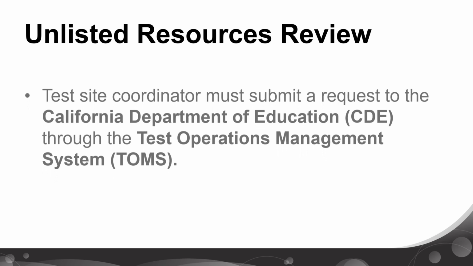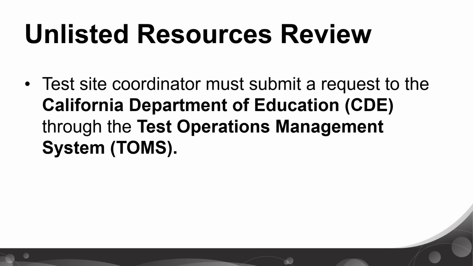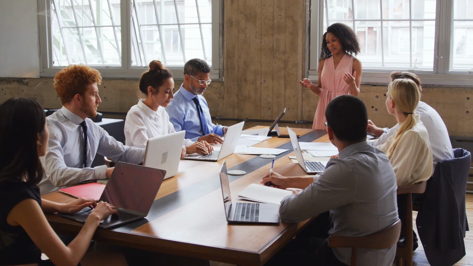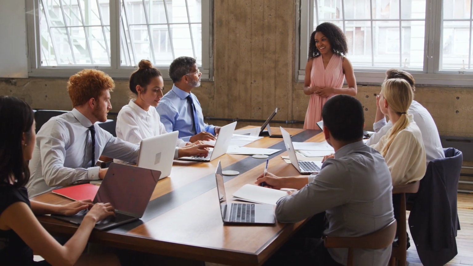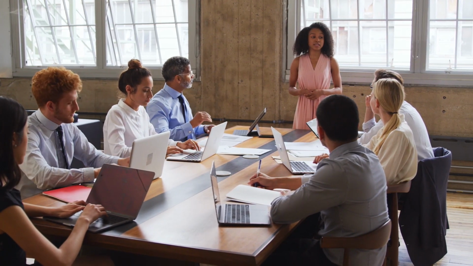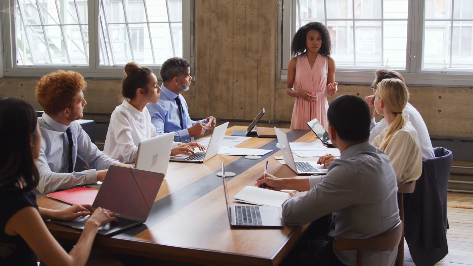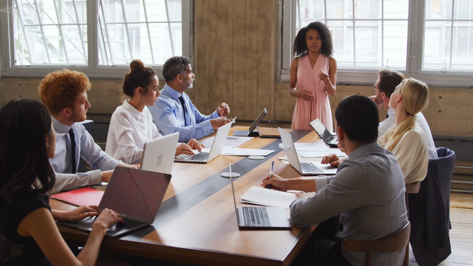Next, to get a student access to an unlisted resource, the test site coordinator must submit a request to the California Department of Education through the Test Operations Management System, or TOMS, a minimum of 10 business days before the student's first day of testing. The CDE will review the item, and approval will be granted if the resource does not compromise the test security. In addition, the CDE will determine if the construct being tested is still valid with the use of this resource.